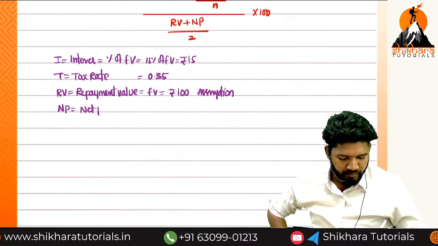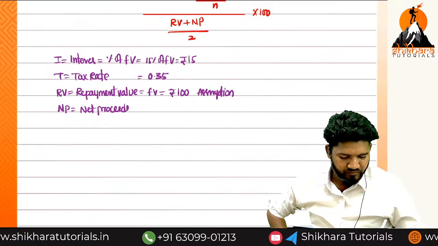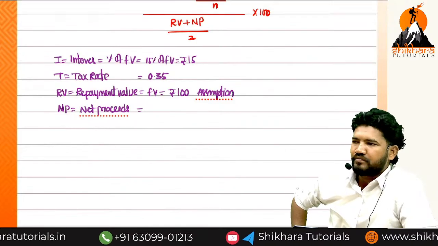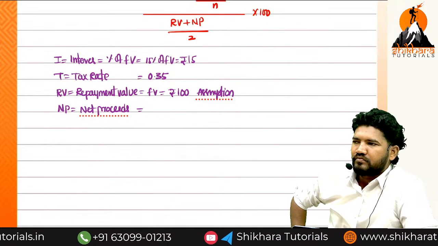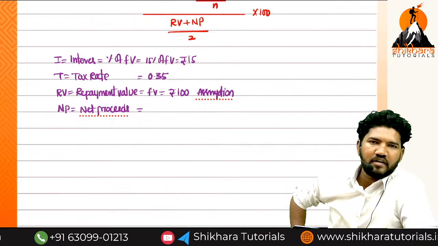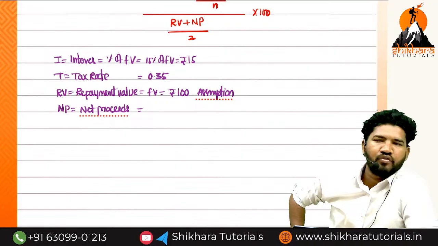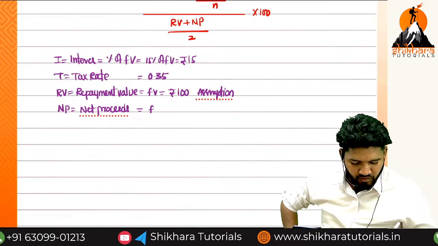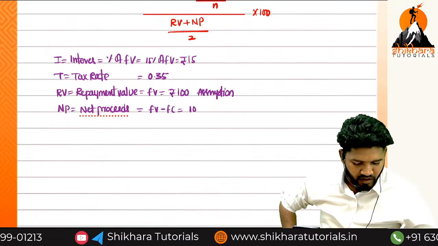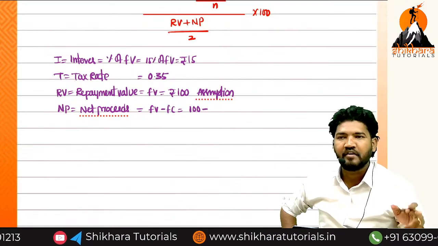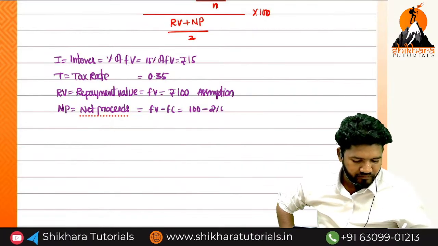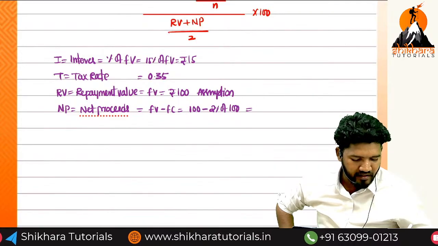Net proceeds. Can I take another assumption? Face value. Why? Because issue value is also not mentioned, but they mentioned 2% of flotation cost. Face value minus flotation cost. Face value how much? 100. Flotation cost you have to apply on the face value itself. 2% of 100, that equals rupees 98.